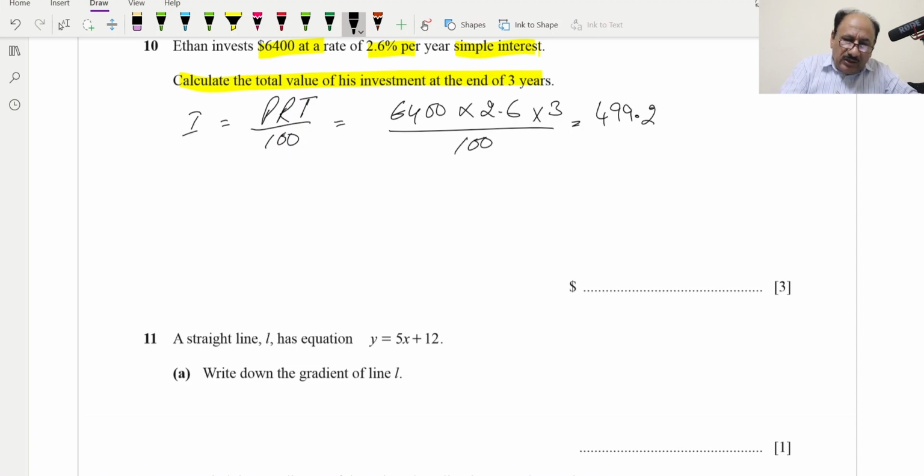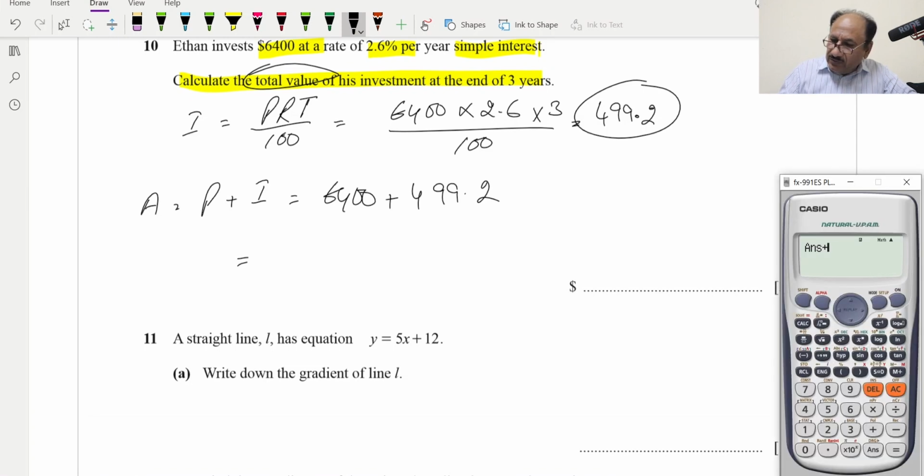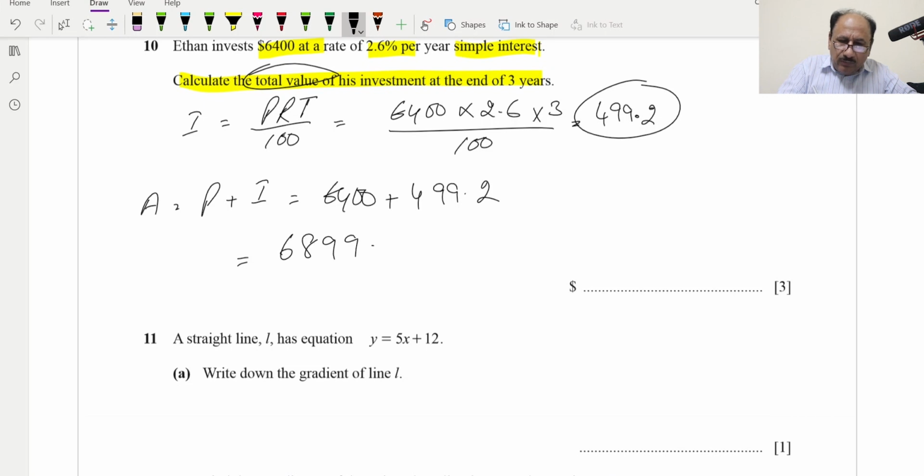And now they are asking for the total value. So total value, the amount, will be equal to principal amount plus interest, and principal amount is 6,400 plus the interest which we have calculated, 499.2, and this will be equal to 6899.2. This will be our answer at the proper location over here. This is done. 3-mark question.